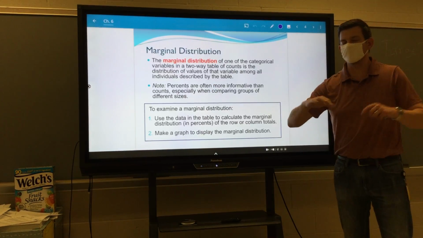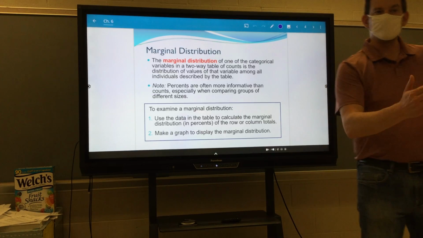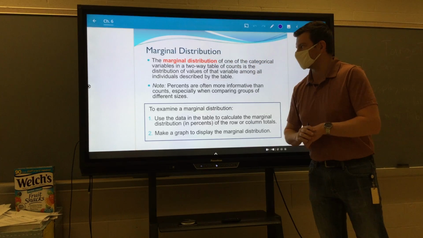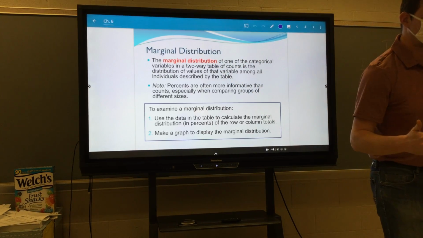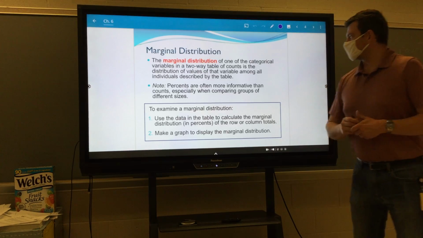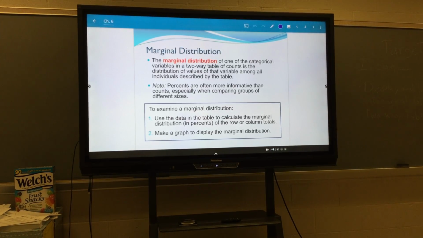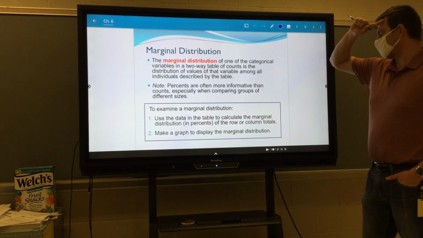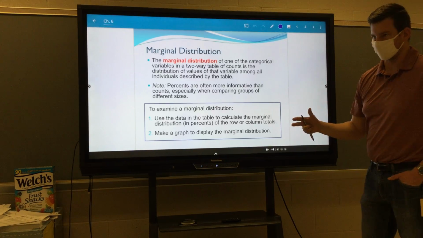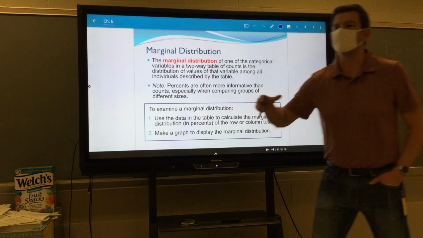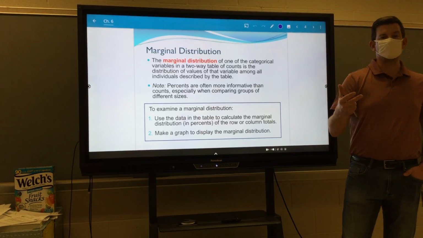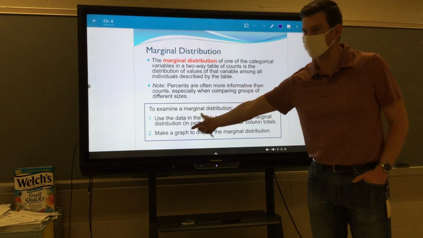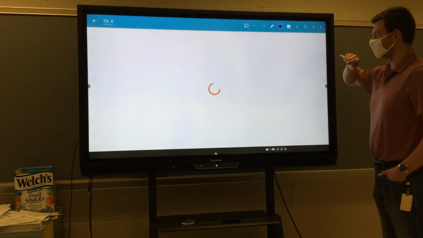These next two terms, you don't really need to know them. Again, they are ideas that you already know. You just haven't really applied this label to them. Marginal distribution and conditional distribution. A marginal distribution looks at the overall total and compares a row or column total for a particular variable to that overall total. We're using percents typically for this representation.